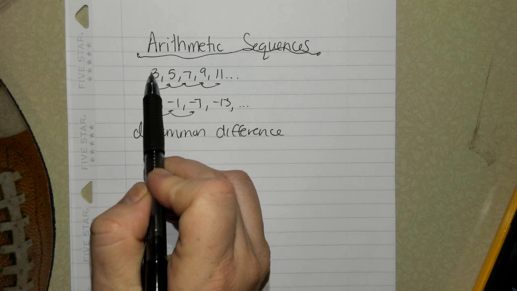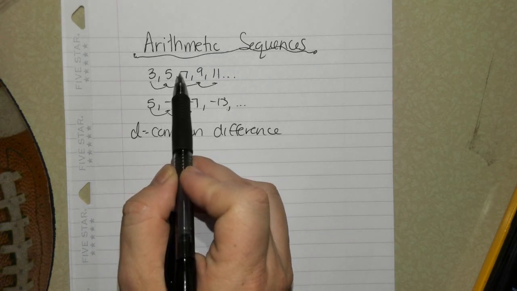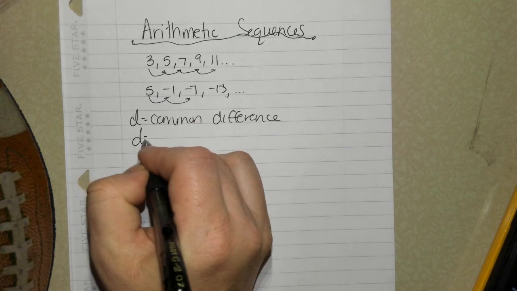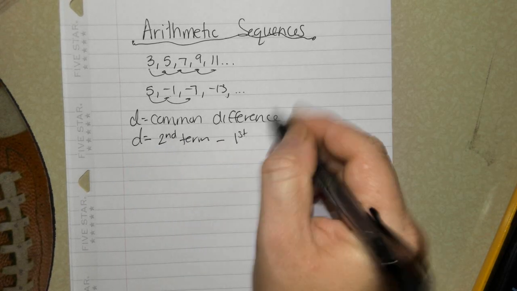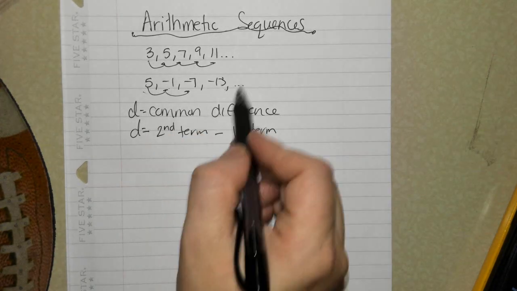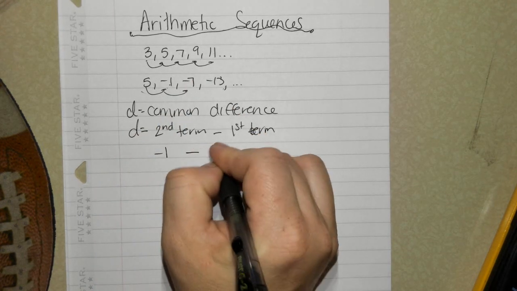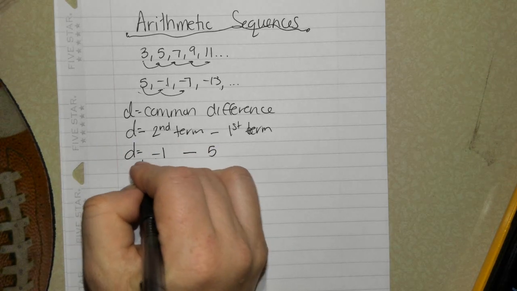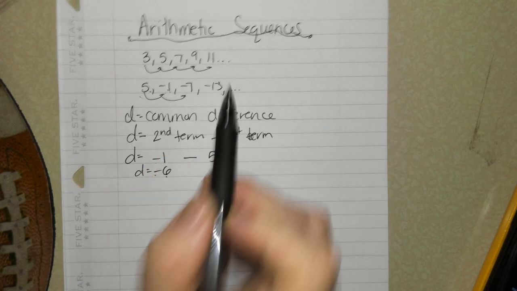And really easy problems like the first example, you may achieve the common difference by simply looking and going, okay, I can recognize that I'm going to go up by 2, so d equals 2. If you don't recognize it, this will work every single time. Take the second term and subtract it by the first term. So like for this one, maybe you don't recognize that it's -6. Take the second term and subtract it by the first term. -1 subtract 5 is -6. The negative sign means you're going downwards 6 units from one term to the next.